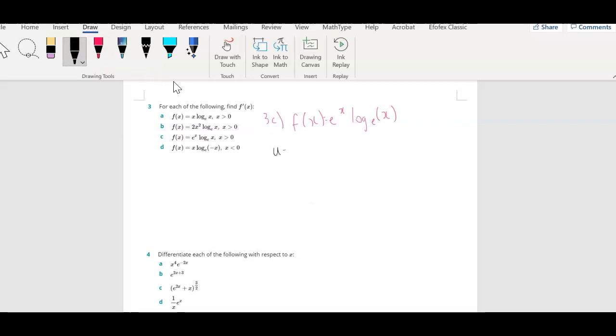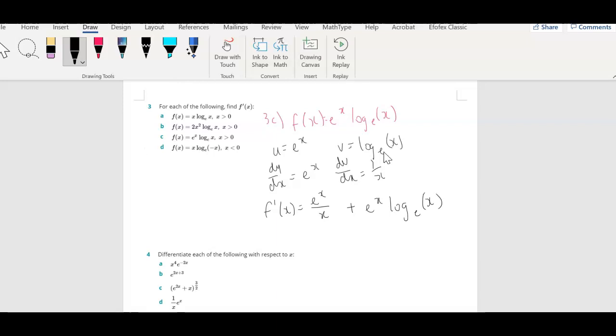All right, so we're going to have u equals e to the power of x and v equals log base e of x. So du/dx is just e to the power of x, and dv/dx is 1 over x. So just understanding the derivative of e and log. All right, so f dash x becomes u times dv/dx, so e to the power of x over x, plus e to the x log e x.